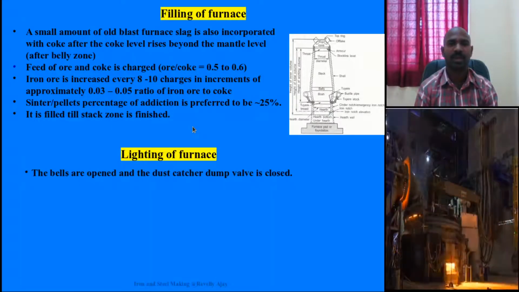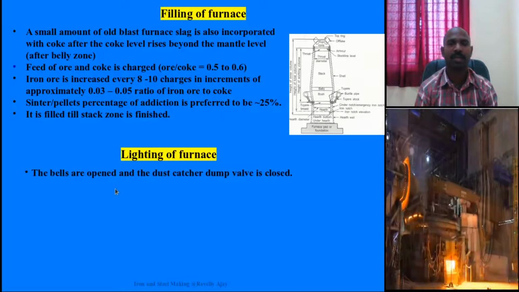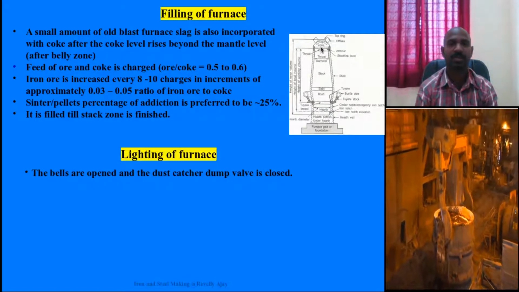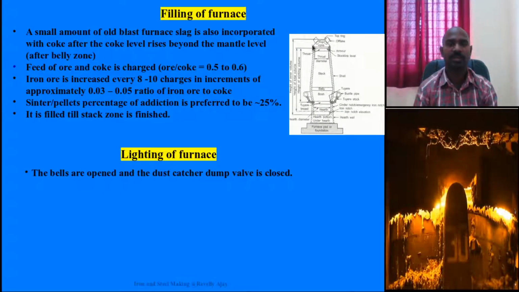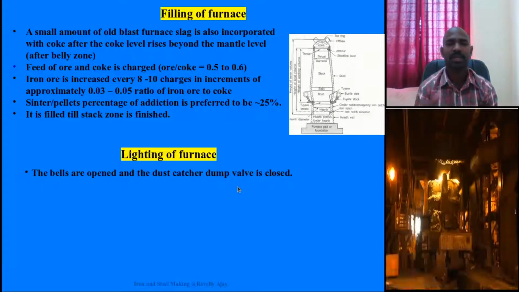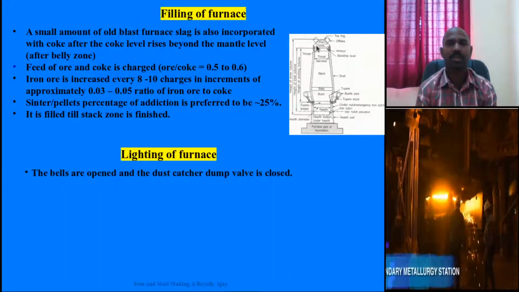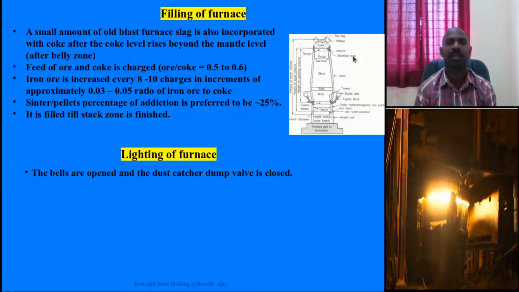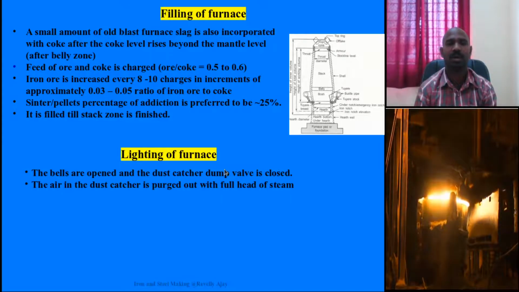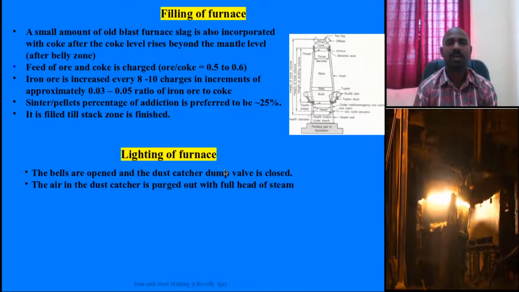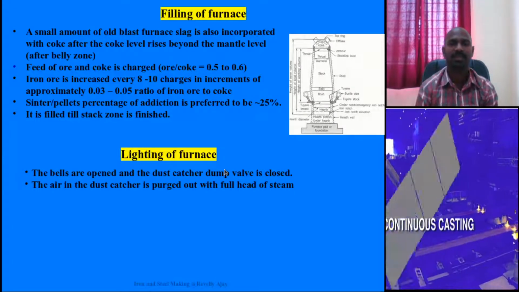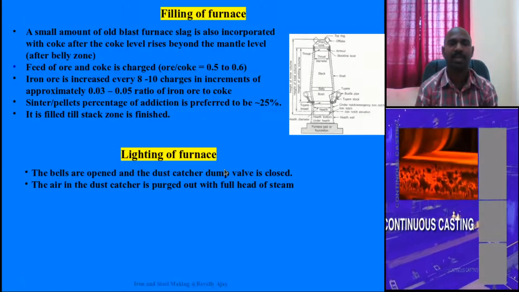And coming to the top bell system, you will open it. If it is a double bell or bell-less charging system, these are kept open valves, and this continues to the blast furnace nearby. The dust catcher valve is closed initially, and after that you will purge the dust. If any dust is remaining in the dust catcher, you will purge it out and remove it.